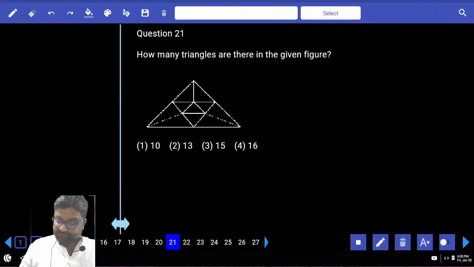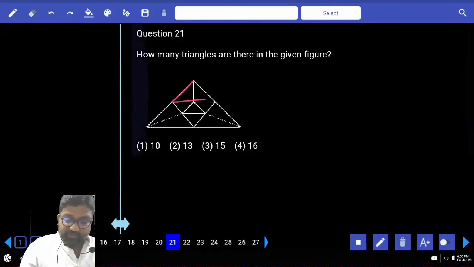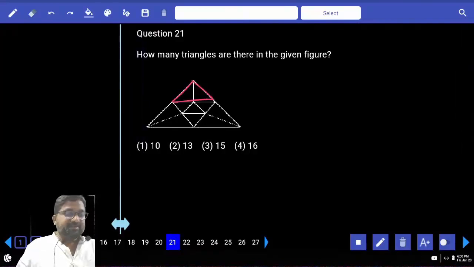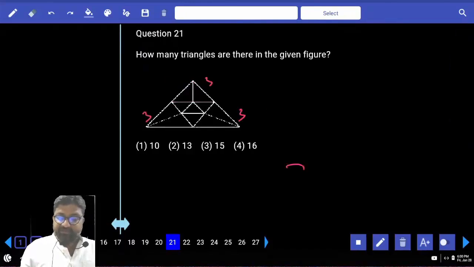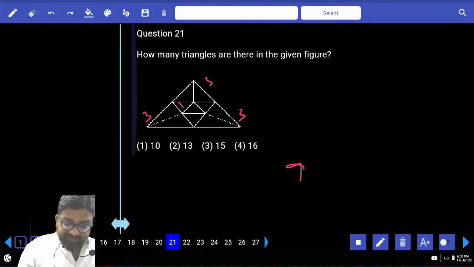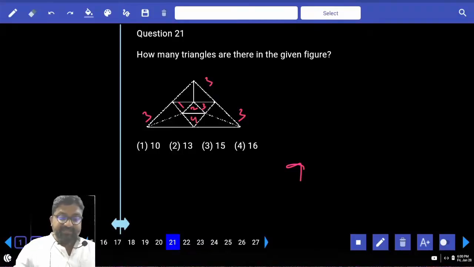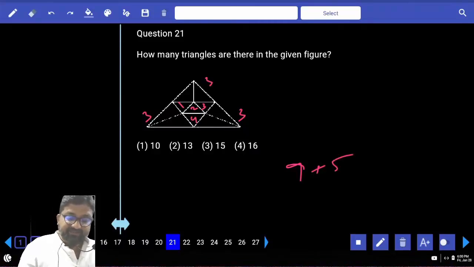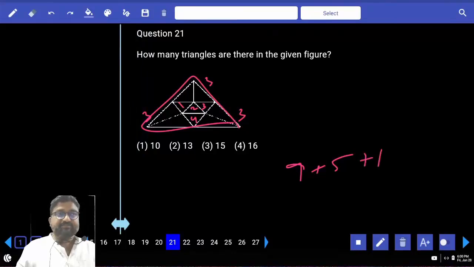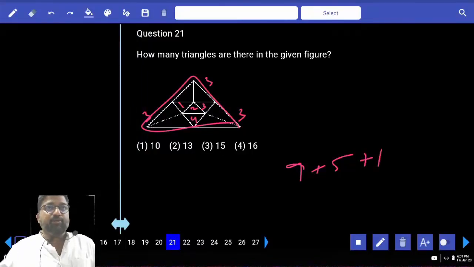21. Now please tell me how many triangles are here? 3. So 3 here, 3 here and 3 here. What's my number? 9. Let me check how many are there inside. 1, 2, 3, 4. One bigger circle, 5. 9 plus 5, 14. You also have another bigger circle, this one. What's your answer? Any other than this? No.